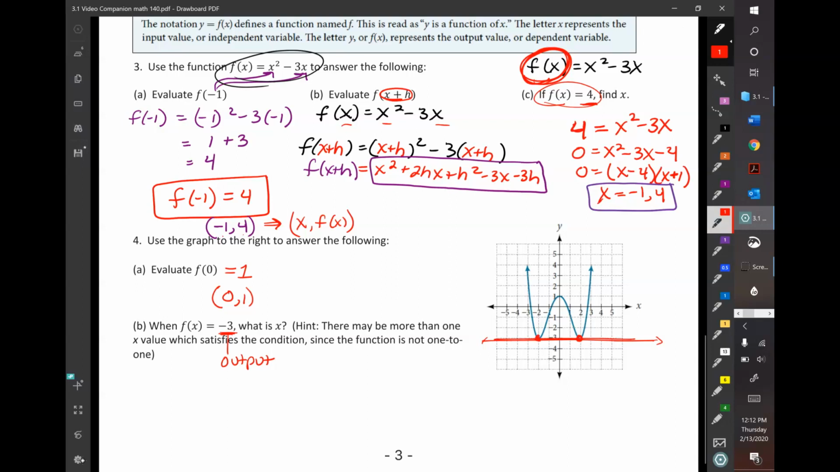So if I look here where y is negative 3, my x is negative 2. Okay, so that's the point negative 2, negative 3. And this one on the right hand side, it's symmetrical, so I have the point 2, negative 3. So I'm given the output, remember, and I'm trying to find the input or inputs. So how I would write this is x equals negative 2, 2, just like I did above.